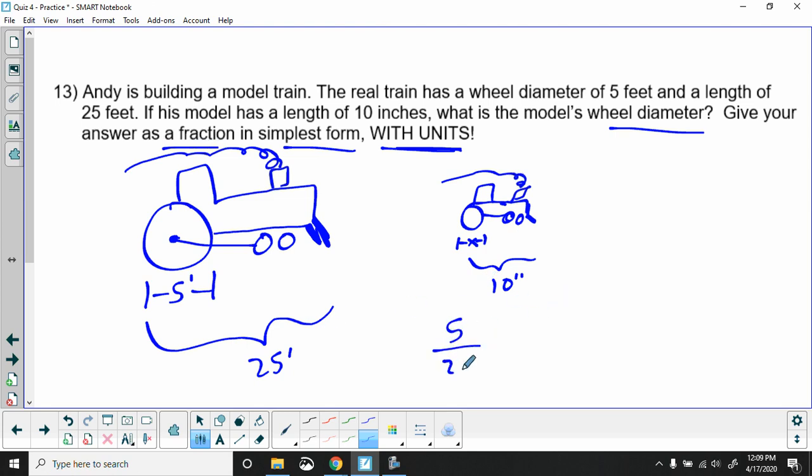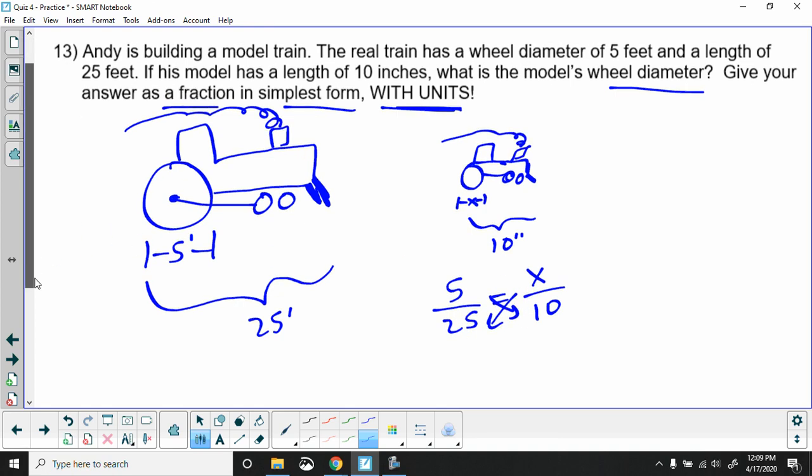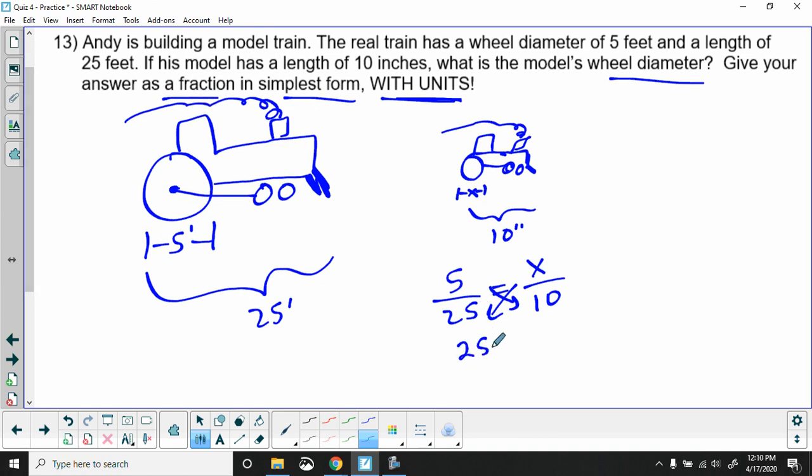Cross multiply. And we get 25x. 5 times 10 is 50. Divide by 25. And we get x equals 2. In this case, inches. Skadoosh, because it's the model.